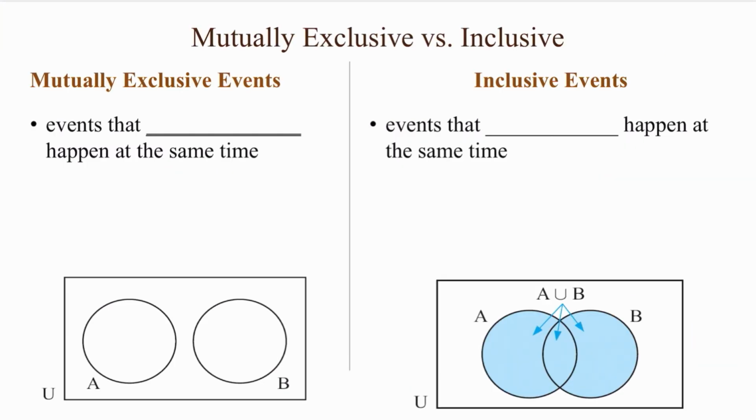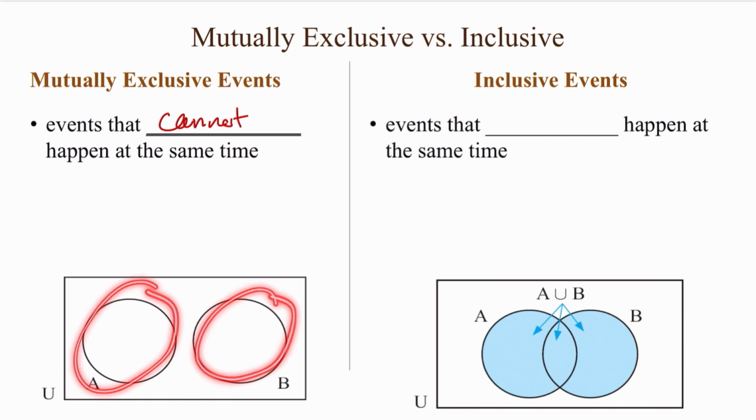Mutually exclusive and inclusive events. Mutually exclusive events are events that cannot happen at the same time. So we can see in this Venn diagram, this would be the probability of A and the probability of B. These circles do not overlap. An example of mutually exclusive events would be the probability of a student being a sophomore and a senior. You can be one or the other.